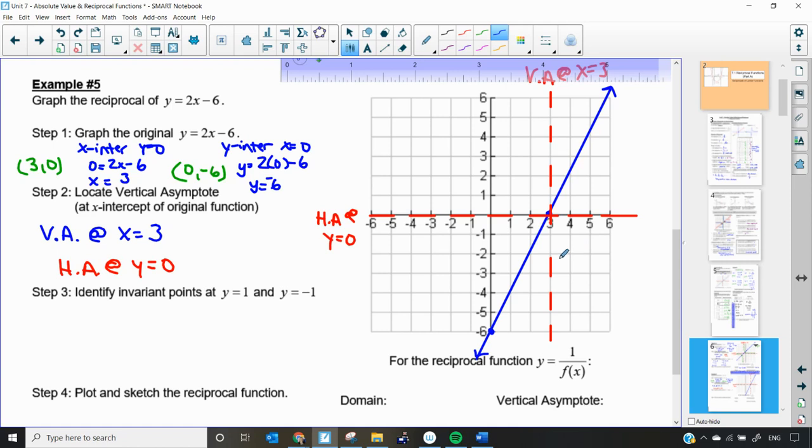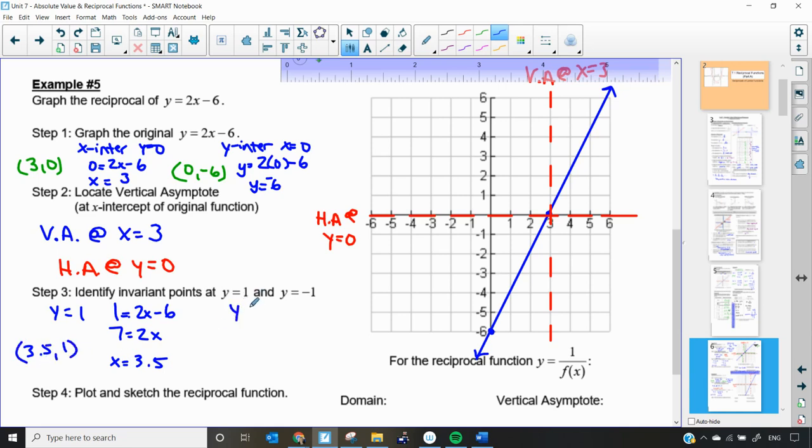So again, don't just rely on the graph, because if you were off by a little bit, your graph might not be accurate. If you're using a straight edge, it should be pretty close, but it's always important that you check algebraically. So when y equals 1, that means we would have 1 equals 2x minus 6. We would add 6 to both sides, so we have 7 equals 2x, and x would be 7 over 2, which is 3.5. So we're going to have an invariant point at 3.5 comma 1.